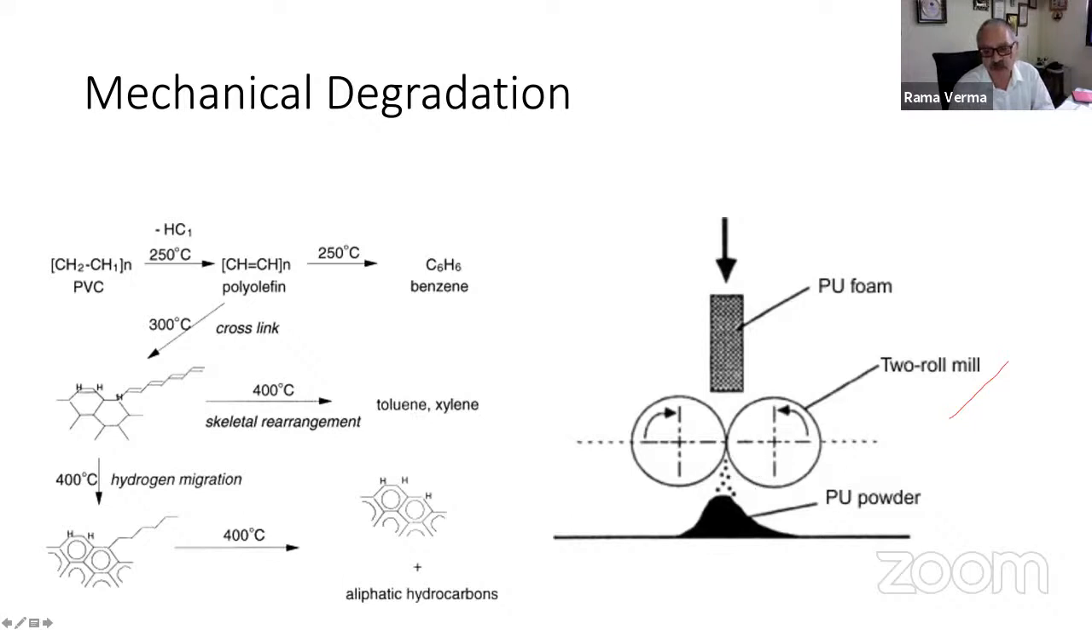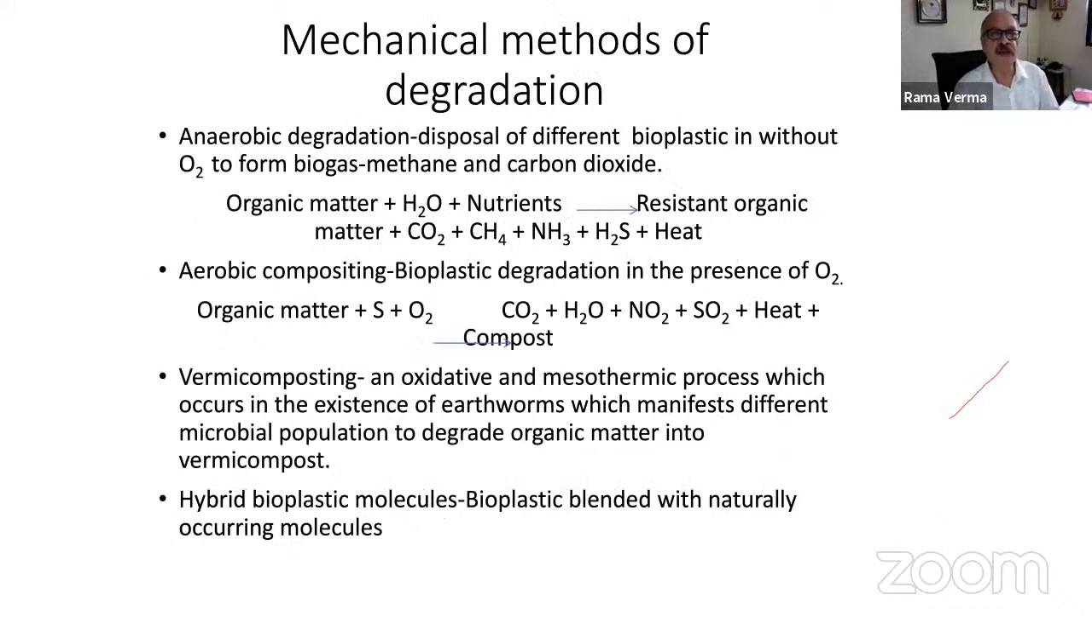This is one way, because once you make a powder, you can use chemical degradation on it. What we do is heat it a lot, so by heating, the molecules separate out and it becomes easy for other molecules to access and react. The biological methods of degradation are anaerobic degradation, aerobic degradation, and vermicomposting.